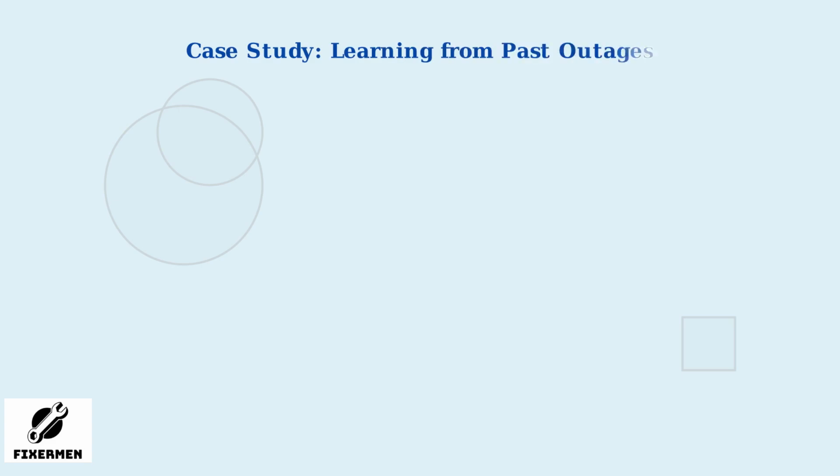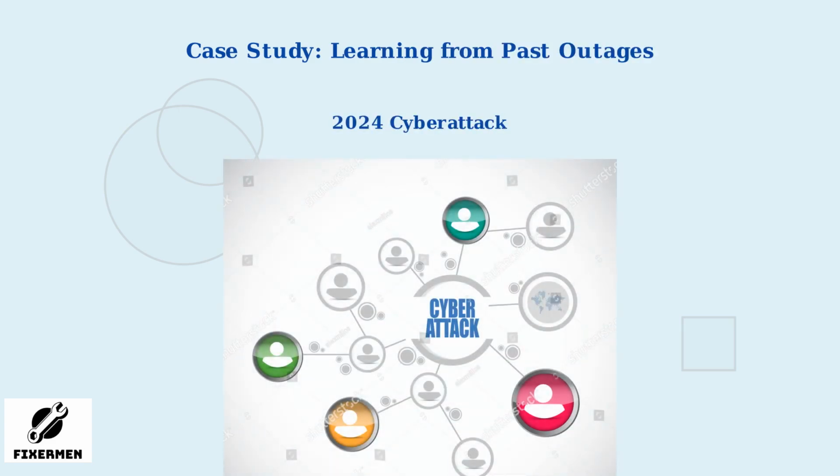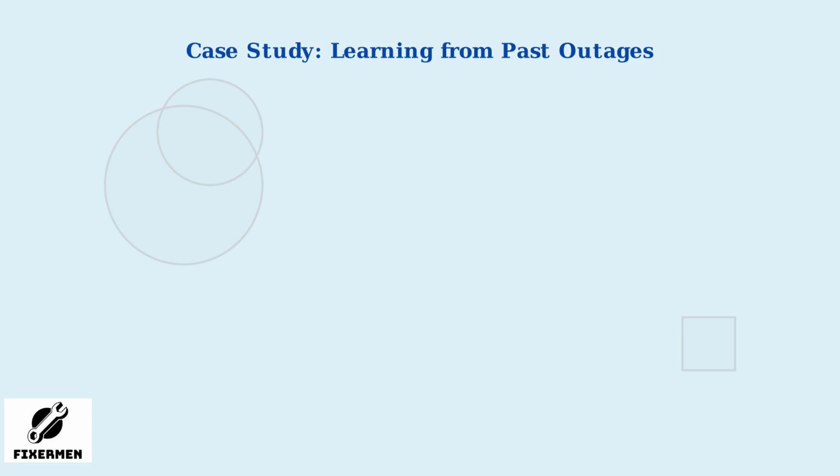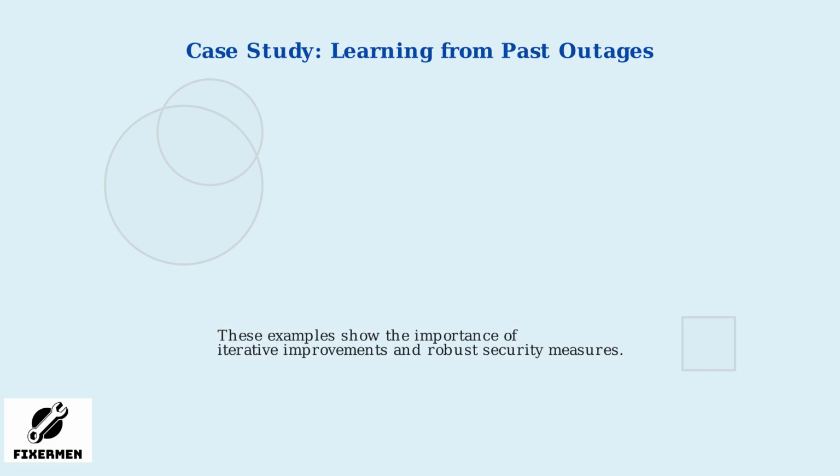In 2024, a cyber attack on a subcontractor disrupted password resets for 40 million users. This led to a revamp of T-Mobile's supply chain security. In 2025, an app update caused reset failures for 5 million prepaid users. A rapid patch fixed this, highlighting the risks of rushed deployments. These examples show the importance of iterative improvements and robust security measures.